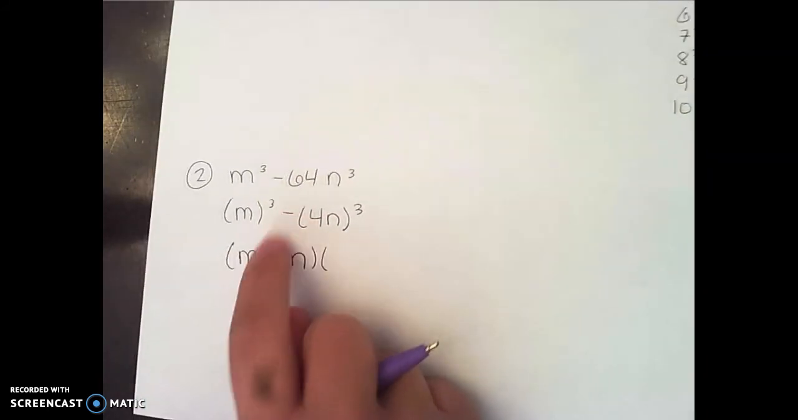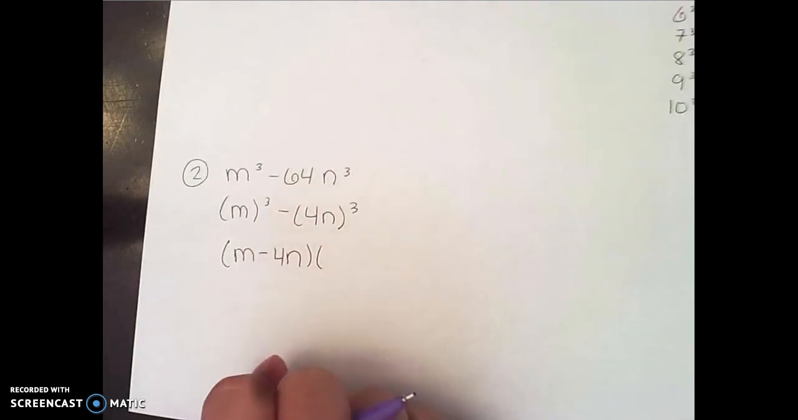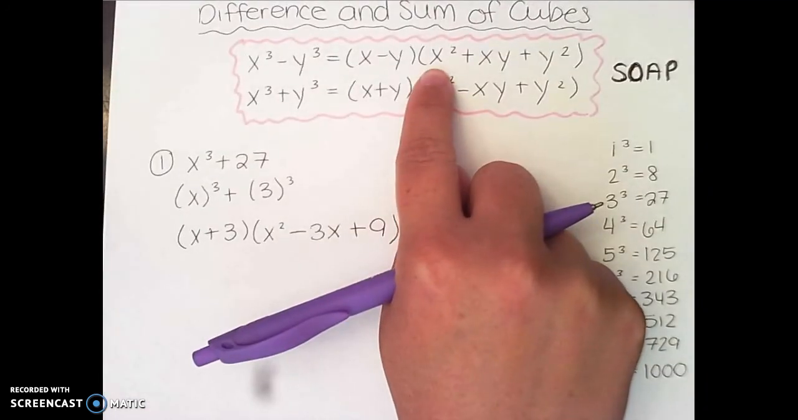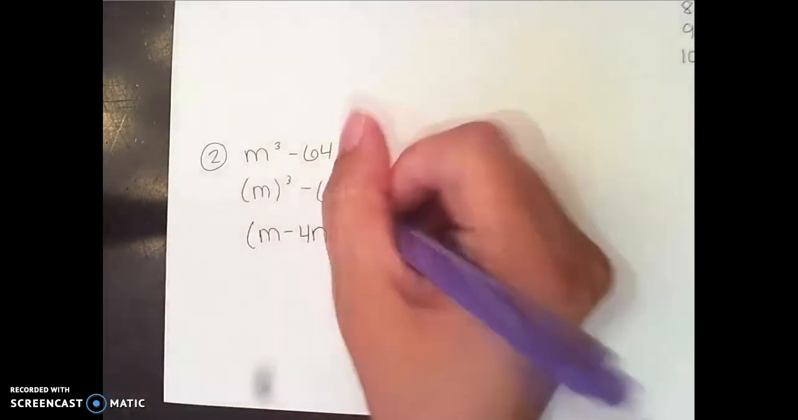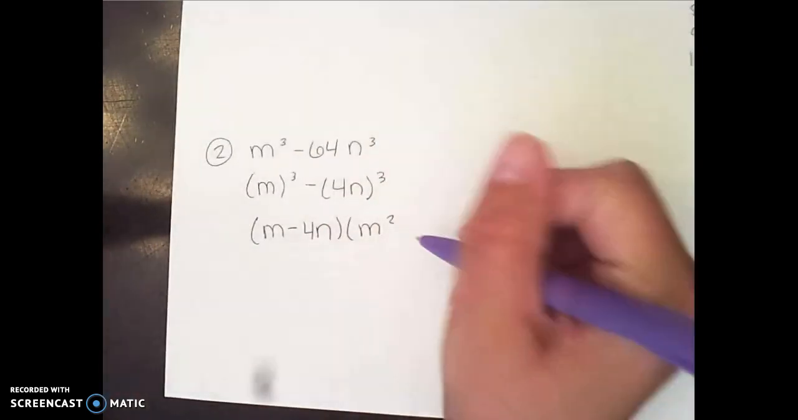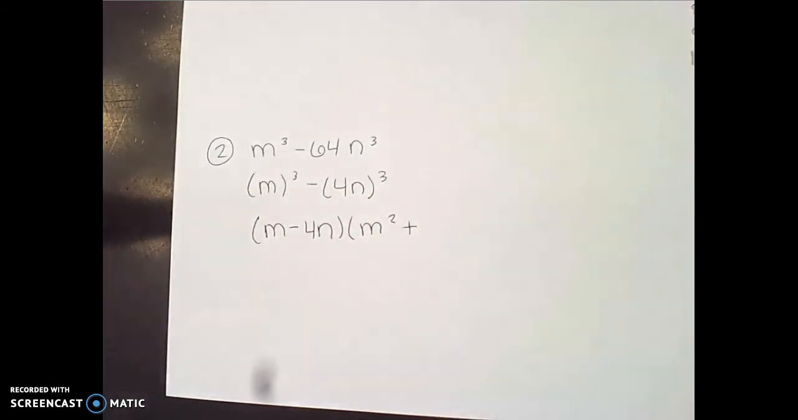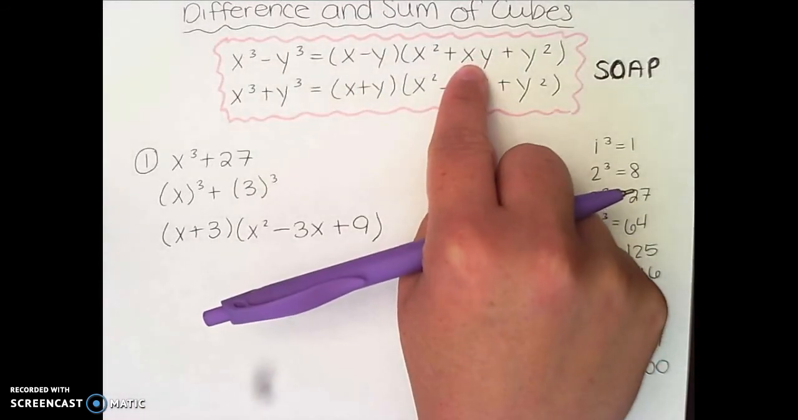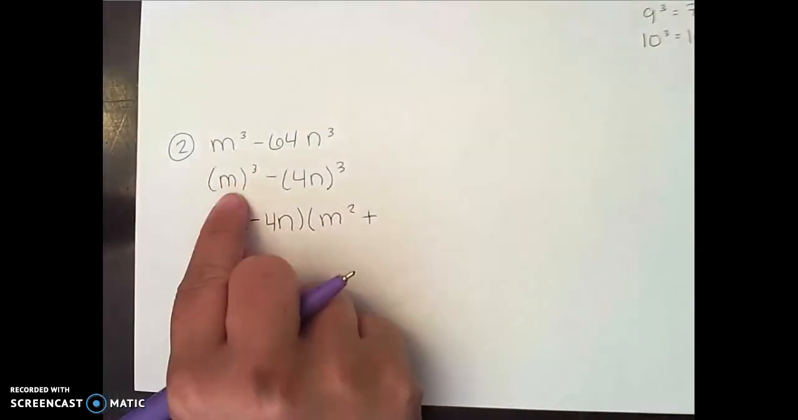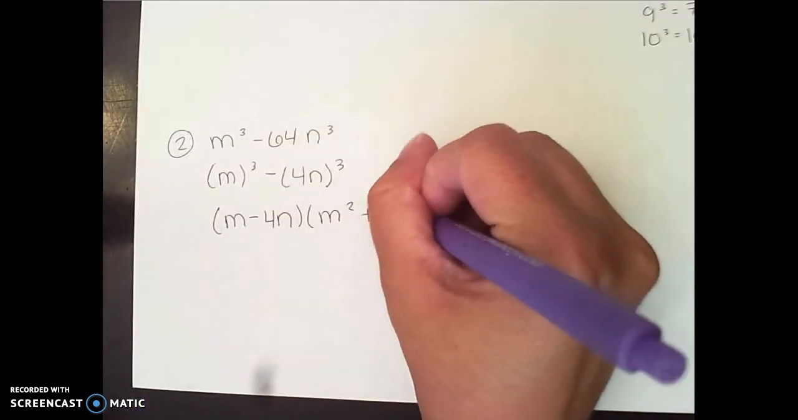Again, the first sign is always the same as the one that I started with. Next up, I'm going to have x squared, so that's the first term squared, m squared. My second sign is always the opposite of what I started with, so positive. And then I'm going to multiply x times y, so that would be m times 4n, or 4mn.